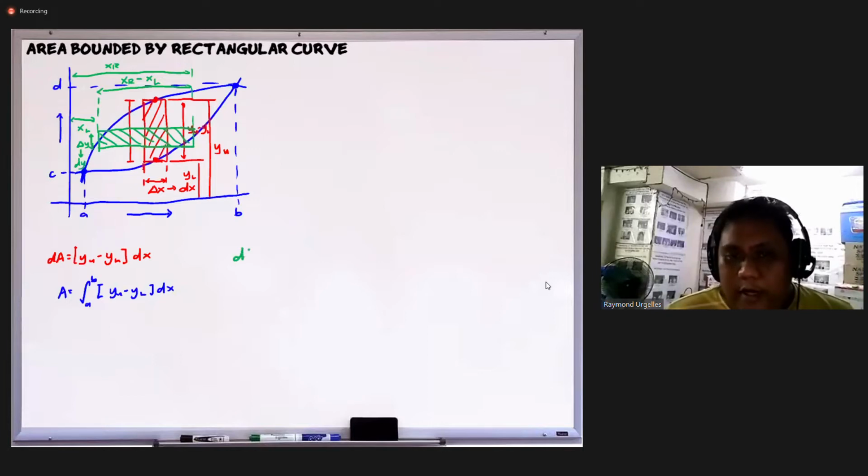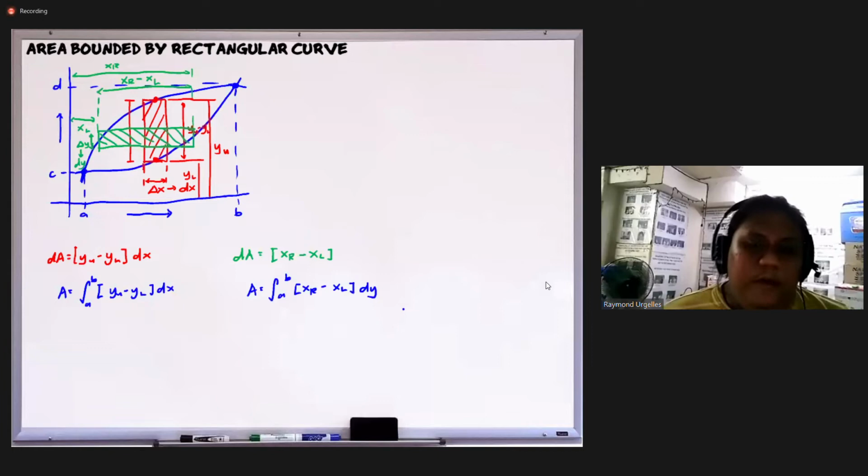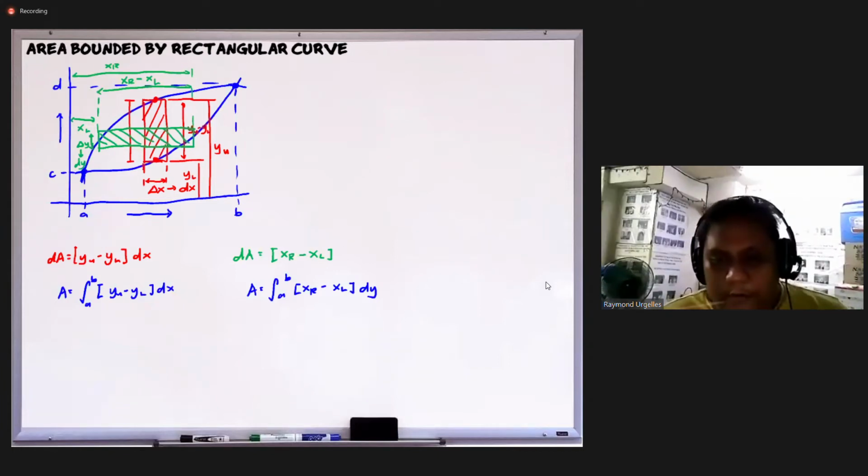So kaya pag horizontal strip naman, so dA will be given by x sa right boundary minus x sa left boundary. So then area will be given by the integral from A to B of x sa right boundary minus x sa left boundary multiplied by dy. So again, yan yung magiging equation natin. Diba? Sorry. This will be from C to D naman.